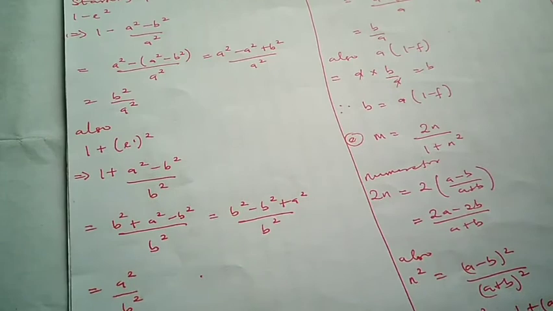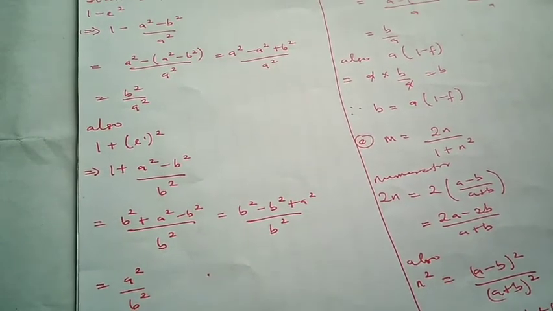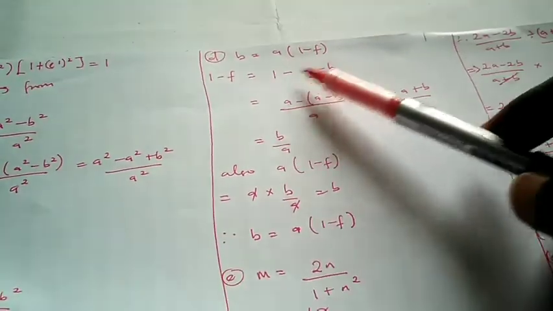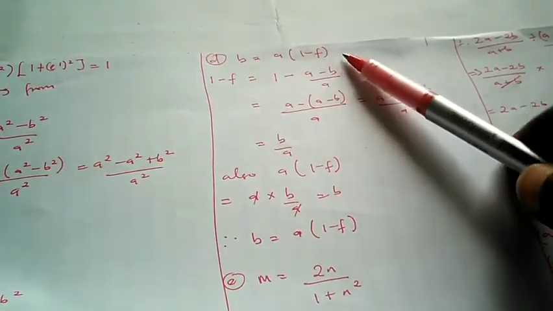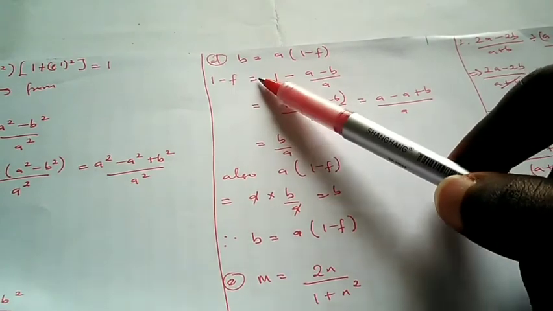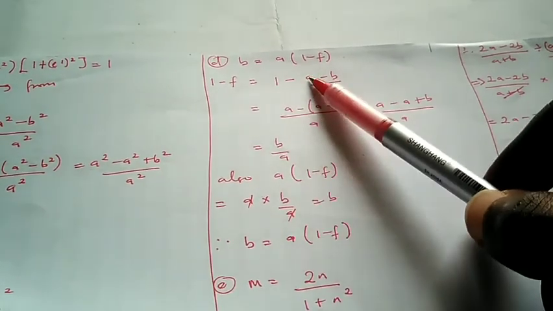So now let's look at the fourth one. The fourth relationship we have here says that we should show that b is equal to a into 1 minus f. B is equal to what? A into 1 minus f. So what does that mean? We are going to start with 1 minus f. So f is equal to what? A minus b all over a. Therefore, 1 minus f will be what? 1 minus a minus b all over a.